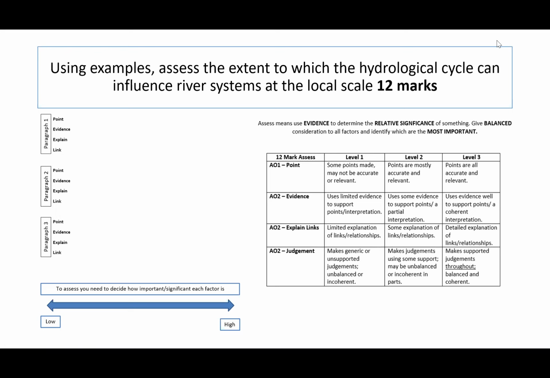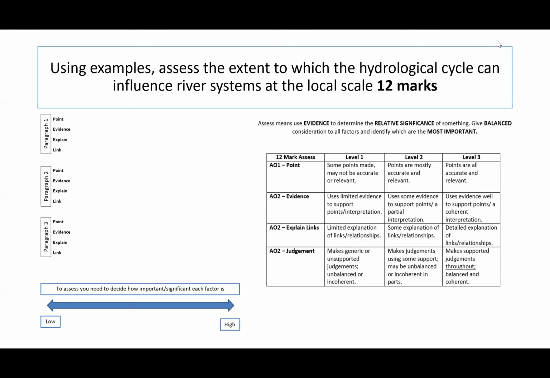Hydrological cycle refers to everything from evaporation, precipitation, interception, infiltration, runoff, what is stored, what flows. So it's basically an understanding of how water moves through the system, through the different transfers and the different stores. And it's then asking, how does that influence the river system at the local scale? That just means an individual river. So it means talk about a river regime.